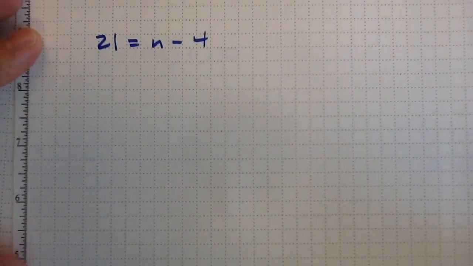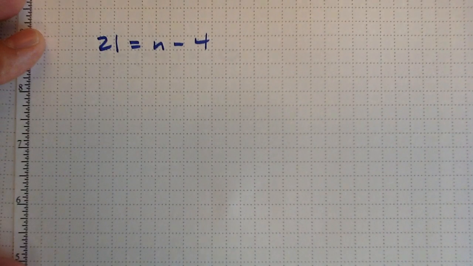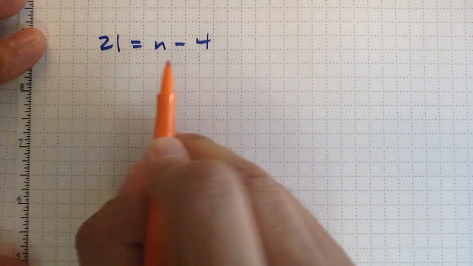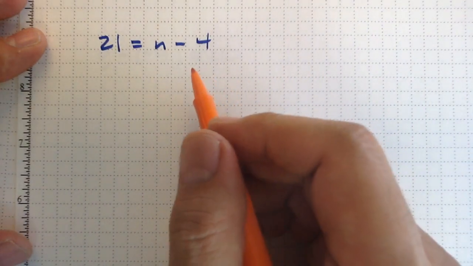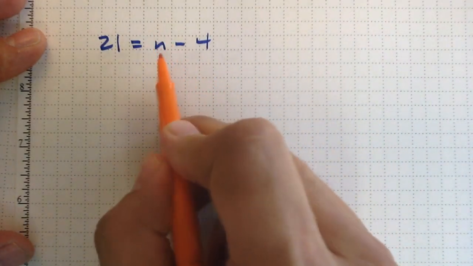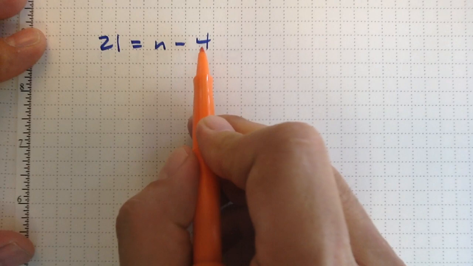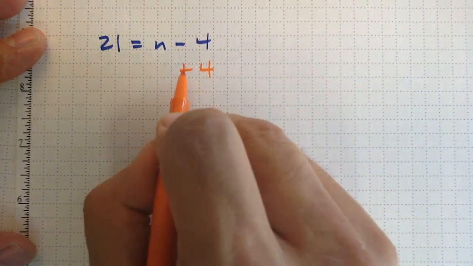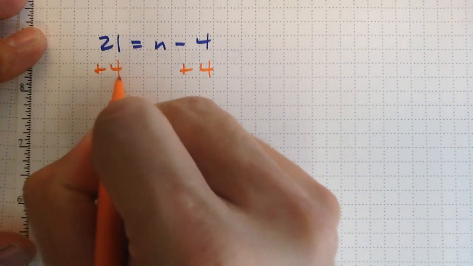Here's another one. 21 equals n minus 4. Now this sometimes throws people because this time n, the variable we're solving for, is on the right side. But that doesn't matter. All we care about is we're trying to get n by itself. So I need to get rid of this minus 4. So once again, one way to show this work is to add 4 to this side. And what I do to one side of the equal sign, I do to the other.